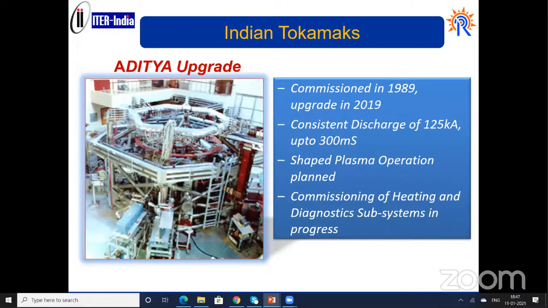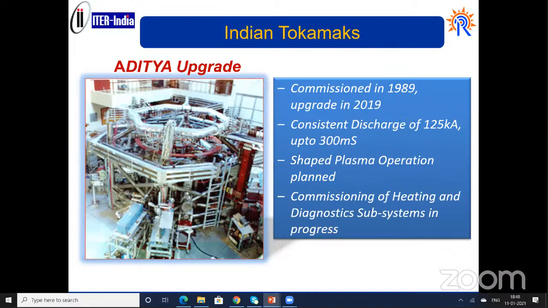Well, when you talk about this, we have to also mention that we are also doing similar experiments in India. We have two tokamaks. One is the Aditya tokamak, which is a machine with a resistive copper coil. It can give discharges up to 125 kiloampere of plasma for up to 300 milliseconds.